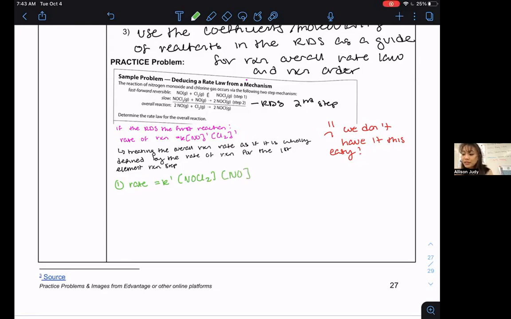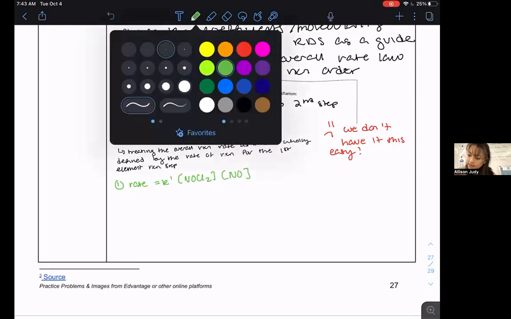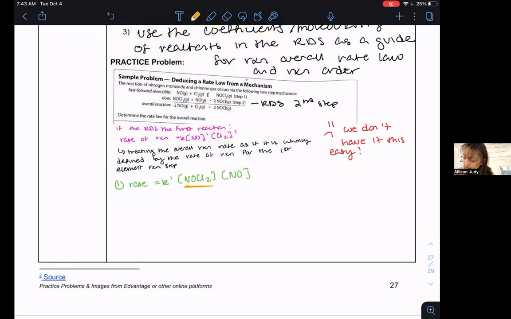Now, remember for elementary steps, we can use molecularity, or the stoichiometric molar ratios, to be the reactant orders for the respective reactants. We've simplified the mechanism so that we can trust that the coefficients indicate something about the relationship between the concentration of the reactants and the rate itself. And we need to recognize that NOCl2 is totally an intermediate. This is 100% an intermediate.